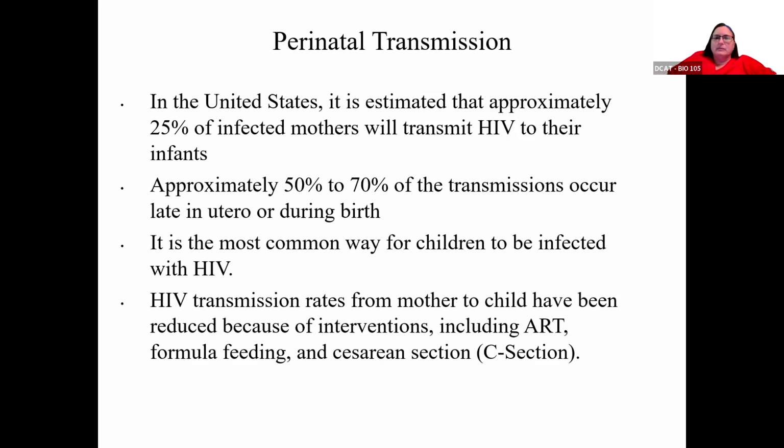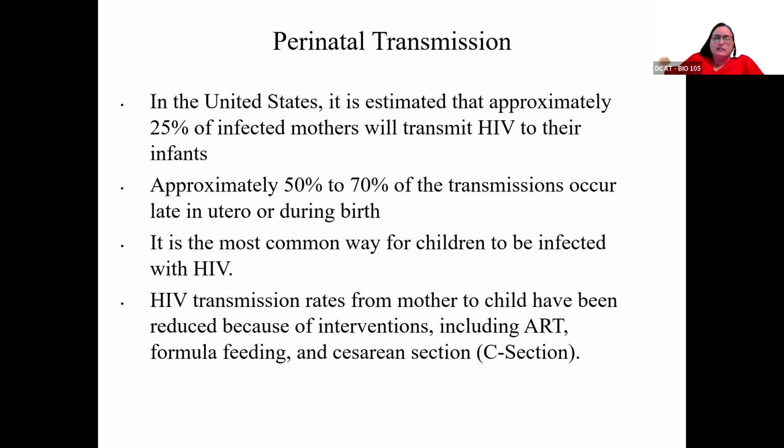So in the US, it's estimated that approximately 25% of infected mothers will transmit HIV to their infants. Another 50 to 70% of the transmissions occur late in utero or during birth. Utero means in the uterus, okay, where your baby's growing. So it's late in that pregnancy or during birth. And we talked about already how the baby can be infected during the delivery. So the most common way for children to be infected with HIV is perinatal, through vertical transmission.